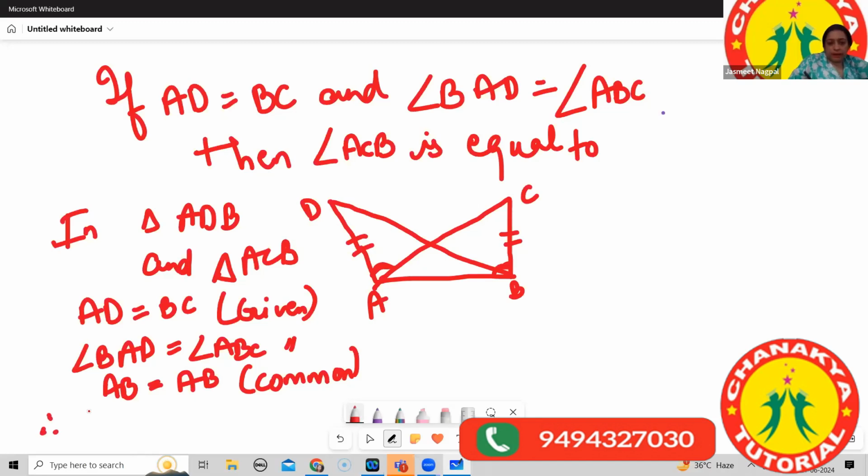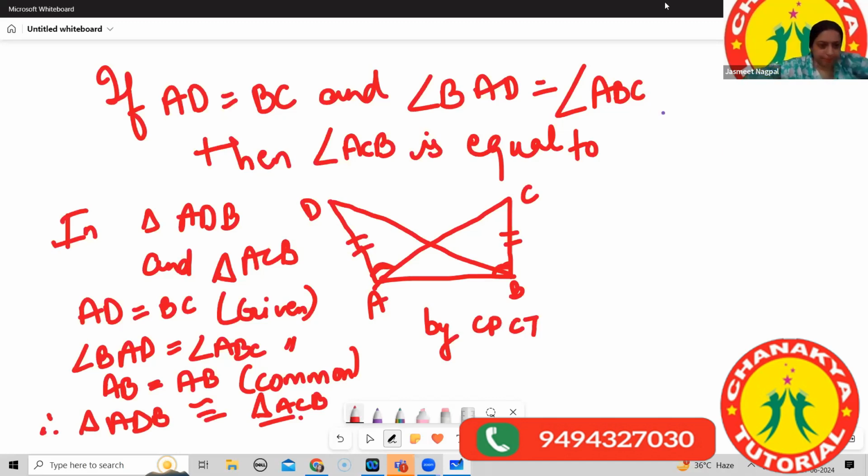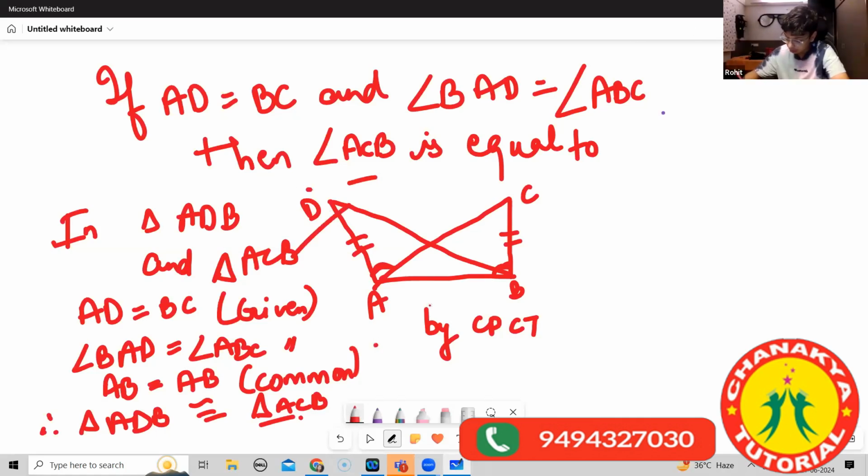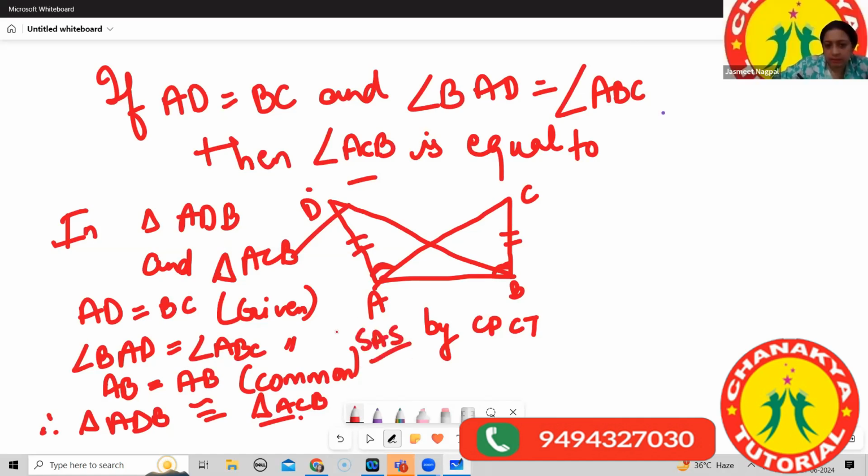So therefore you will write these two triangles are congruent. When you will write these two triangles are congruent, then you have to prove any angle, anything. So that you will write by CPCT. Firstly, you will write the congruency. Which congruency is this? SAS. Side angle side. This is also mandatory to write SAS, otherwise they will deduct your marks. This is SAS, by SAS congruency.